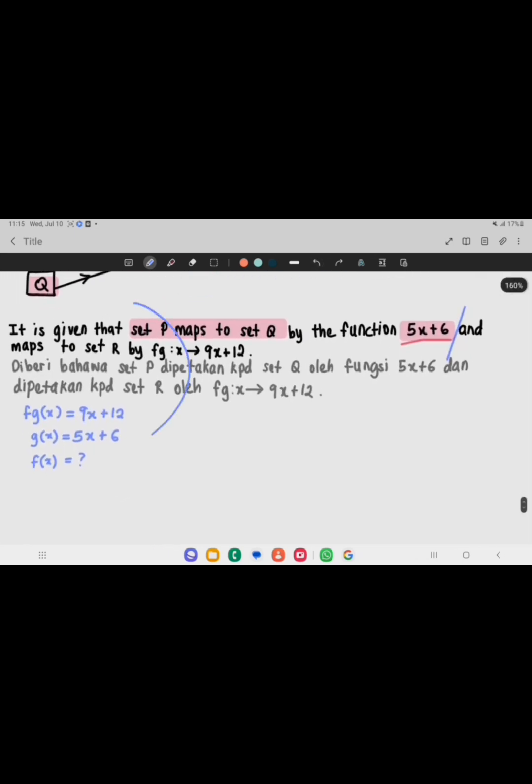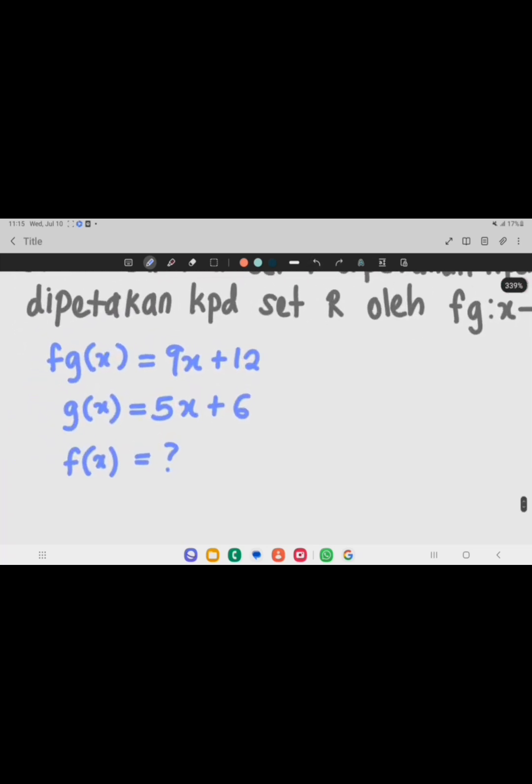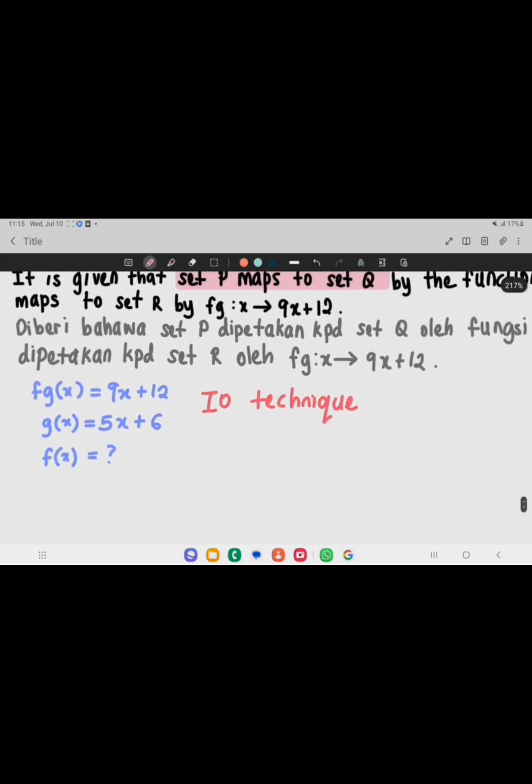Once you have simplified it from the diagram like this, the rest is actually a normal composite function. I have explained exactly the same question in my previous video, in subtopic 1.2 part 2. So I am going to do it very quickly. In that video I taught you guys a technique called the IO technique. What is the IO technique? Inside outside technique. I stands for inside, O stands for outside.